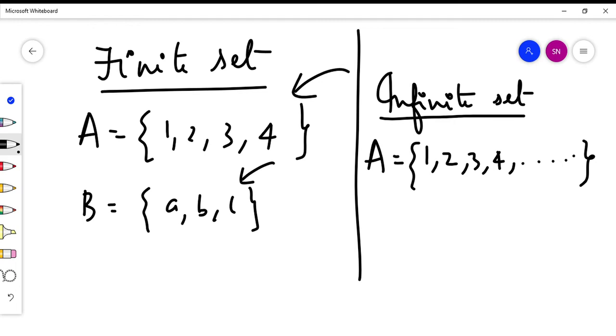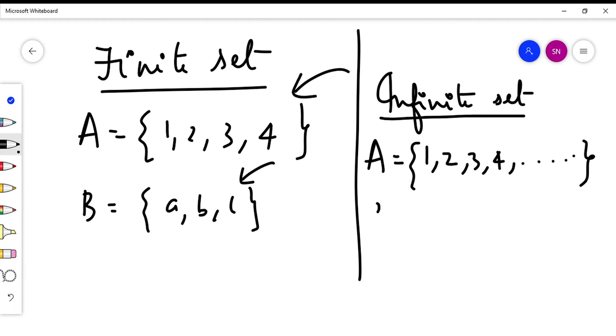So that is nothing but my infinite set, where I don't give a break as to where to stop the set of given natural numbers, integers, anything for that matter. That becomes an infinite set. Here, if I write dot, dot, dot, it means there are elements right after 4. So that becomes an infinite set.